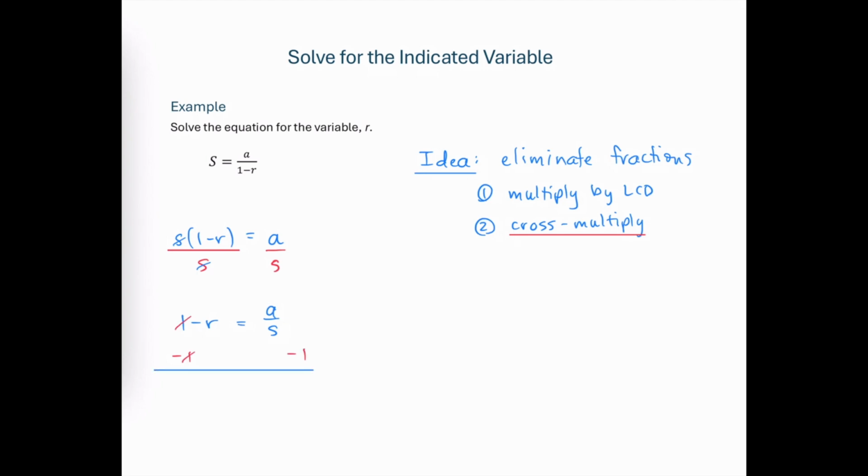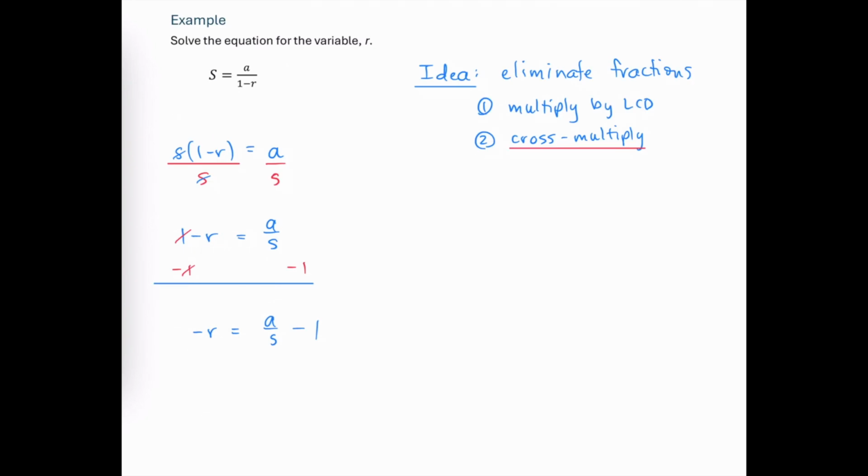The 1's cancel on the left-hand side, and we have negative r is equal to a divided by s minus 1. We're almost completely solved for r, but we still need to divide both sides by negative 1 to completely isolate it. So now we have a divided by s minus 1 over negative 1, and when we divide each of these numerator elements by negative 1, it changes both of their signs. So we end up with negative a over s plus 1, but let's clean this up just a little bit for our final answer and call it 1 minus a divided by s. And this is a nice simplified version of our solution for r.